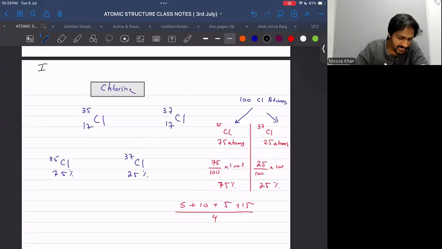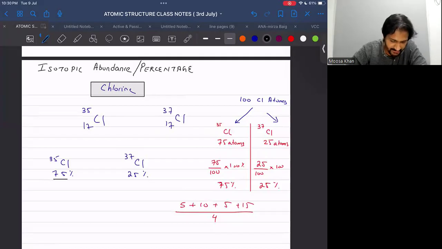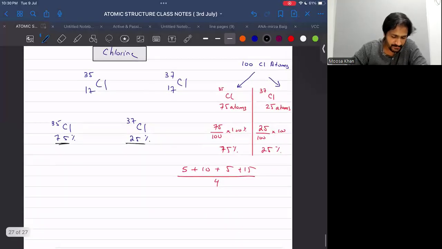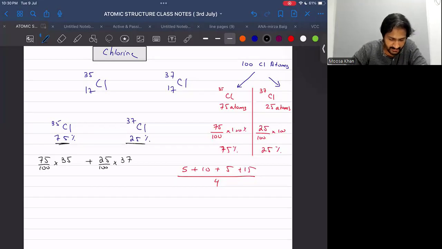These are known as isotopic abundance. Abundance is another name for a percentage. इसको हम कहते हैं आइसोटोपिक अबंडेंस. किसको? ये जो 75 और 25%. And how are we taking the average? 75% of chlorine with the mass number 35 and 25% of chlorine with the mass number of 37. Just solve it and tell me the answer.